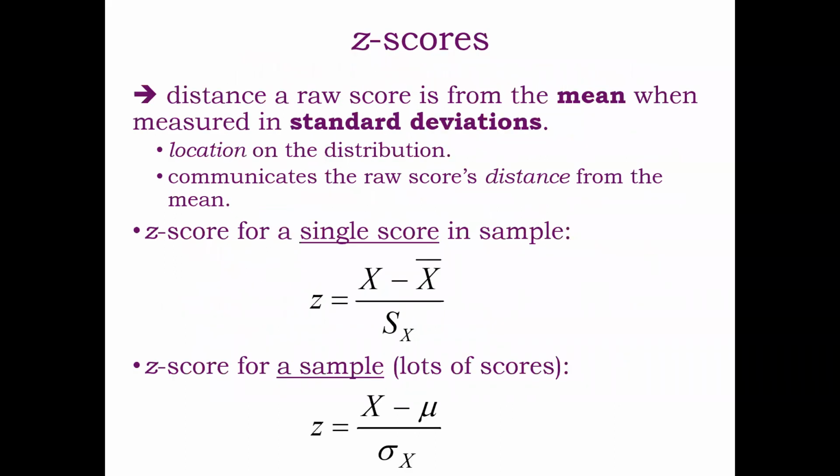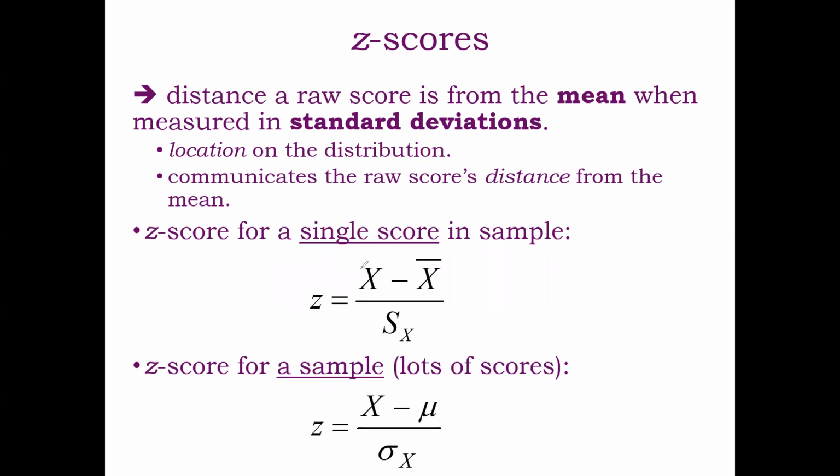So z-scores refer to the distance a raw score is from the mean when measured in standard deviations. So z-scores are just any distribution or any score in a variable that has been standardized such that 1 is 1 standard deviation, 2 is 2, and so forth. Z-scores correspond directly to a location on the distribution. And what they do is they tell you the raw score's distance from the mean. So for example, if you have an 85% on an exam, a z-score could tell you how you did relative to the mean, okay?